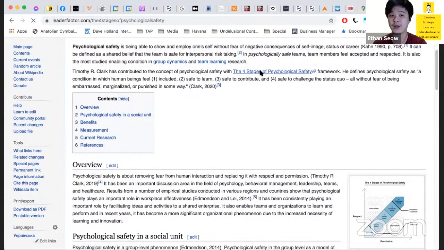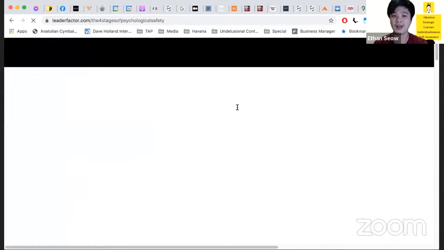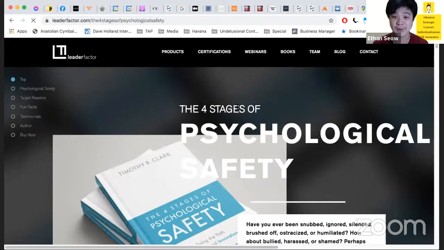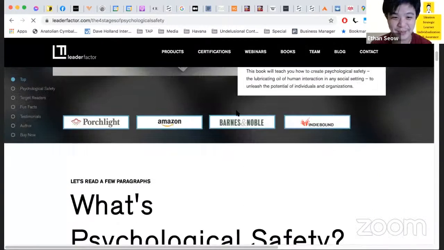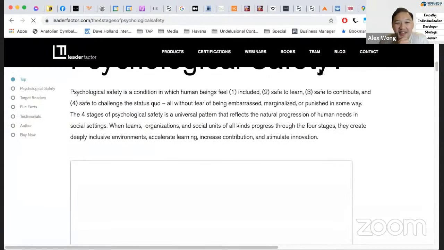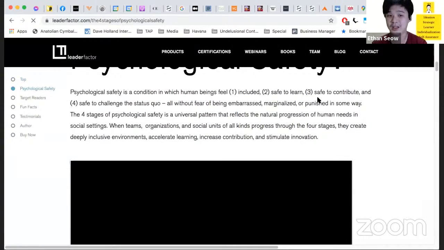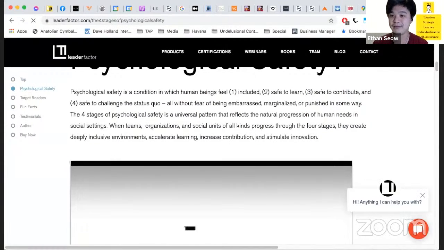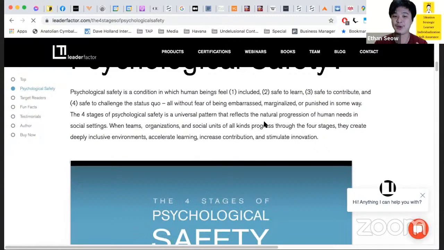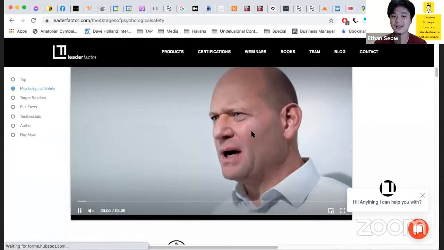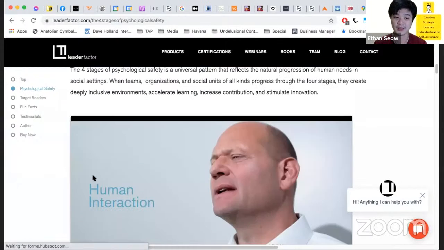There's 4 stages of psychological safety. If you read it, somebody actually managed to put his website on Wikipedia, which is interesting. It included safe to learn, safe to contribute, and safe to challenge the status quo. So if you look at this, it gives you a pretty good idea of the different types of psychological safety that people talk about.